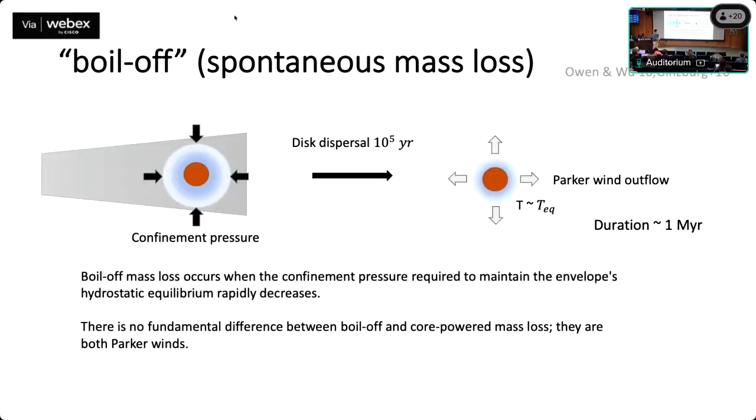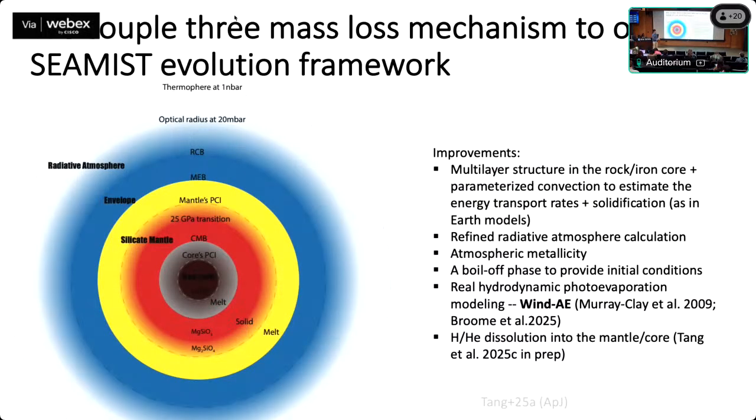You see that there is no fundamental difference between the outflows in core-powered mass loss and boil-off, because they are both Parker winds. The only difference lies in the interior, how they interact with the interior. I will talk about this later. Before that, I'm going to show you the schematics of the evolution framework that I developed in the past years.